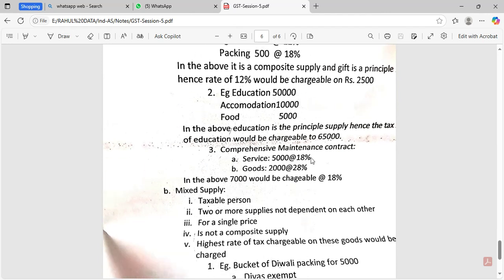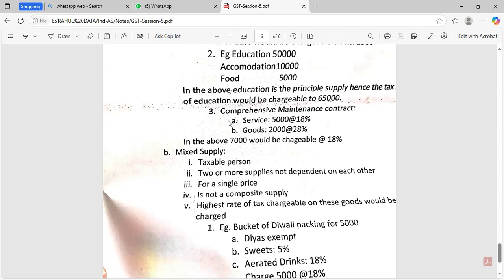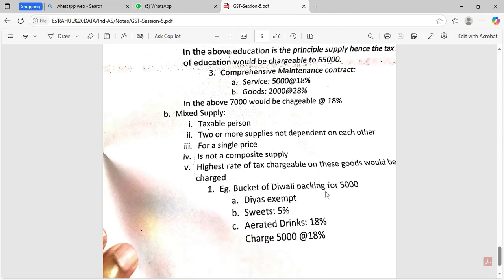AMC has changed. Now AMC separate rates are charged by some companies for services and goods. Mixed supply, by a taxable person, two or more supplies not dependent on each other for a single price, is not a composite supply. Highest tax rate of the goods will be charged. Example, a Diwali bucket: diyas exempt, sweets 5%, aerated drinks 18%, charge 5,000 at 18%.